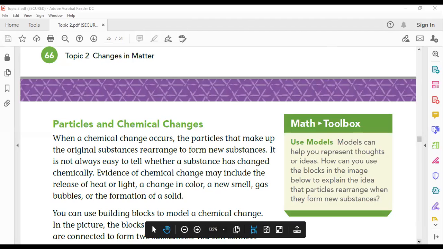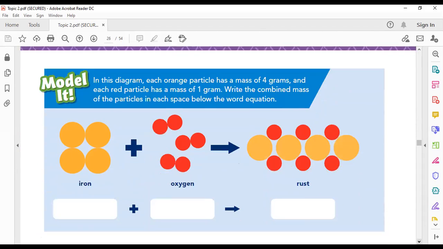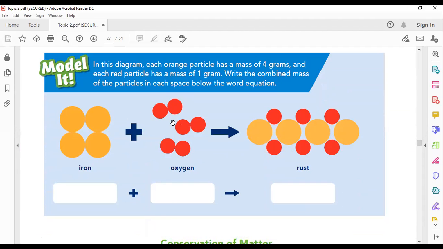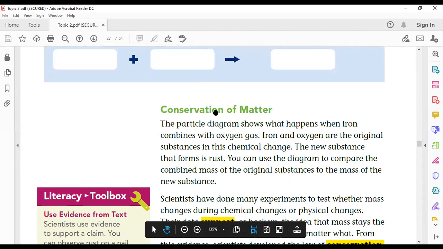In a chemical change, you have to know that the total mass of substances that undergo chemical changes remains the same. The total mass of substances before and after the chemical change remains the same. This is according to what? To the law of conservation of matter.